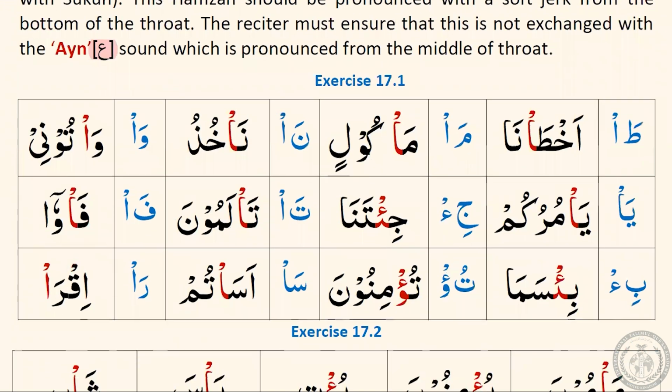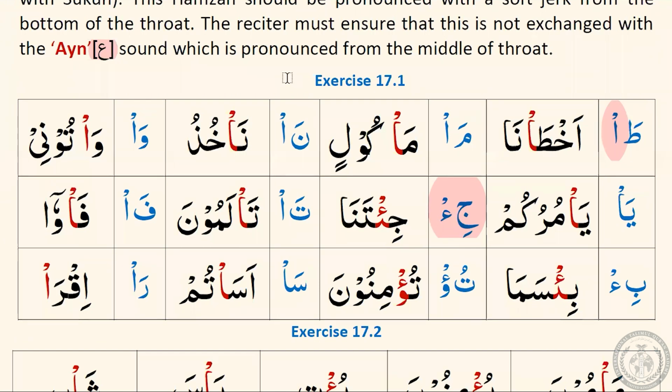So let's have a look at an example. Over here, I've got a dal with a fatha, and then I've got an Alif Sakin. When I read this word, I need to make a soft jerk on the Alif, and I would read it as da'. Similarly, I've got a jim with a kasra underneath it, a slant stroke underneath it, and I've got a hamza sakin. Again, because I've got a hamza sakin, I have to do a soft jerk sound. The jim I make as normal, one count because it has a kasra, and then a jerk sound because of the hamza sakin, and I would read it as ji', making sure that I don't make an ayin sound there.